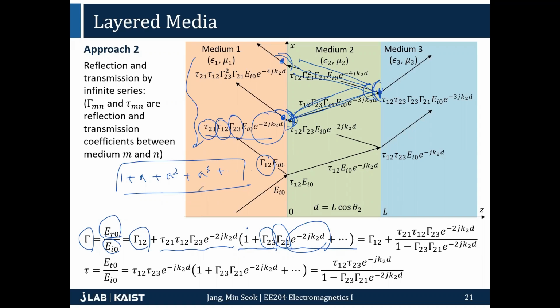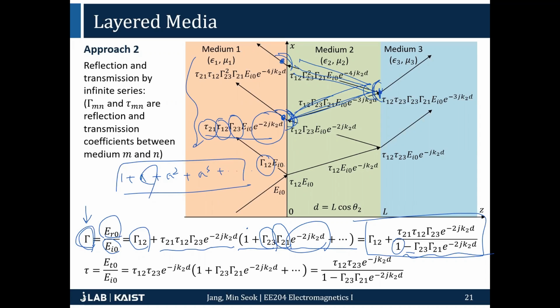Good, thank you. So once you have a geometric sequence, you can easily obtain the sum of an infinite geometric sequence by just taking 1 minus this a, right? So if you do this, you get the answer, right? Assuming that you know all the reflection and transmission coefficients, you can easily obtain gamma.